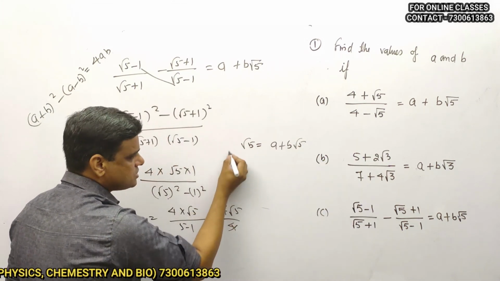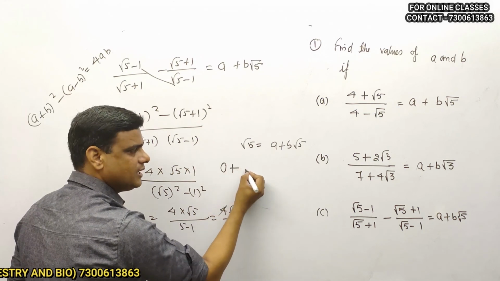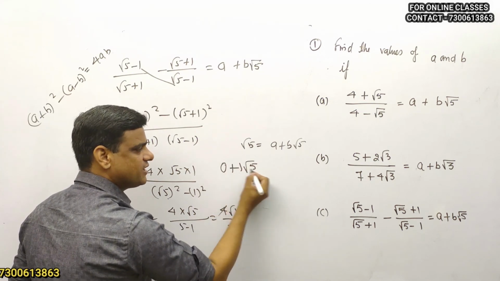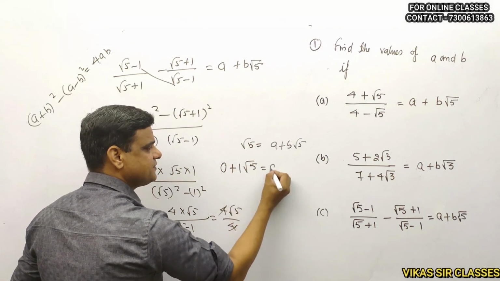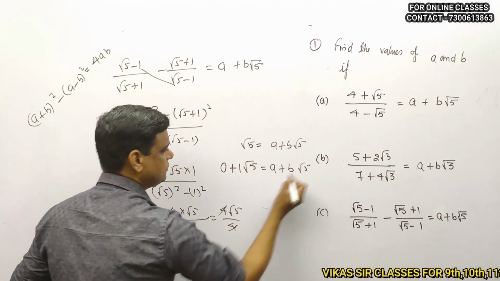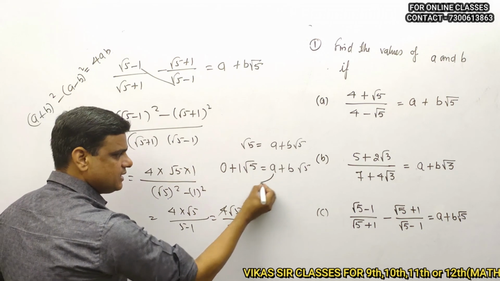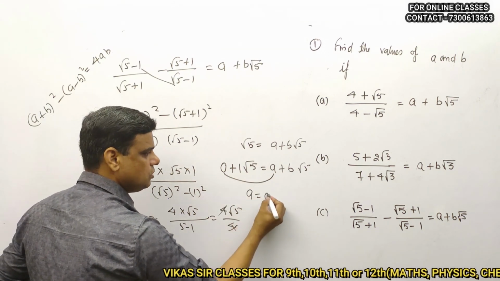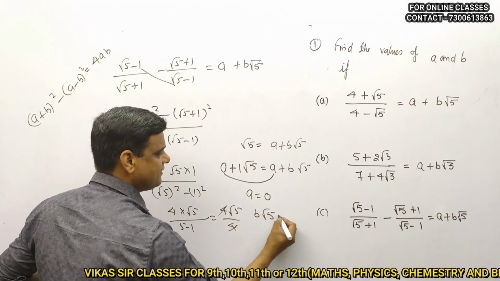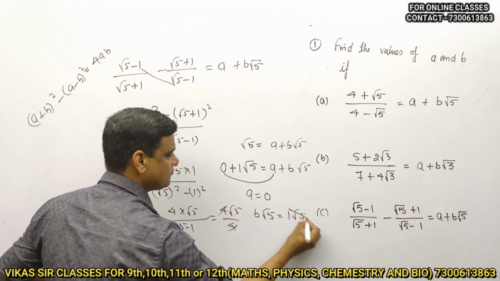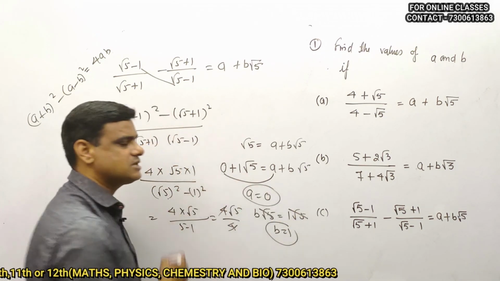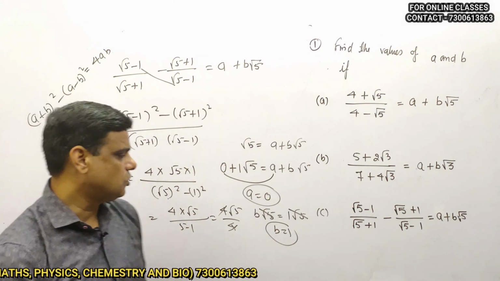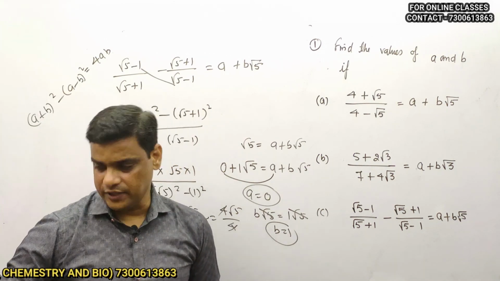Now root 5 is equal to a plus b root 5. Comparison. Can we write it as 0 plus root 5? It is one and the same thing. 0 plus 1 root 5 is equal to a plus b root 5. Okay. Comparing, a is equal to 0 and b root 5 is equal to 1 root 5. Root 5 is cancelled. B is equal to 1. So your answers are a is equal to 0 and b is equal to 1.